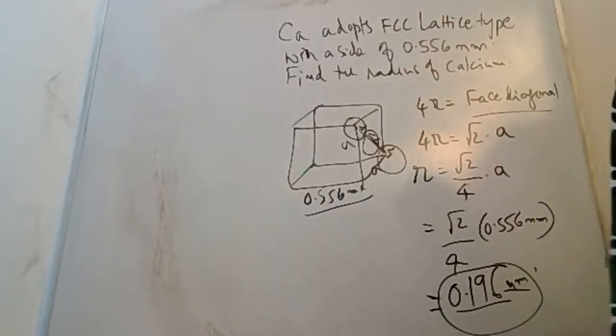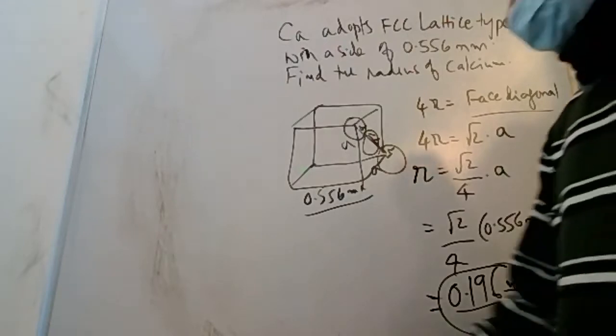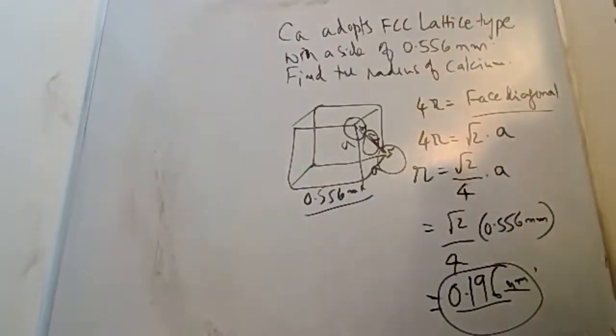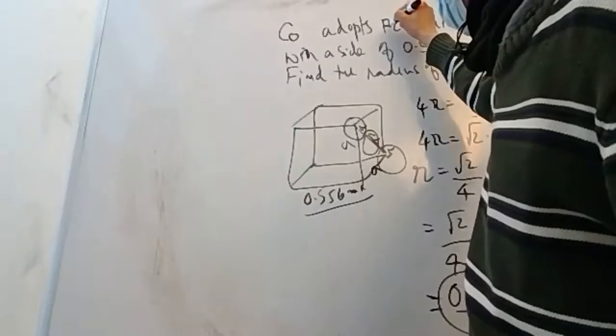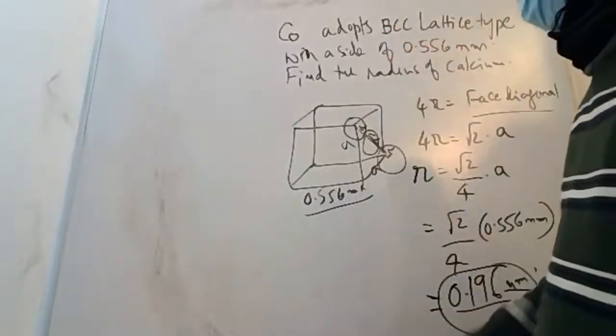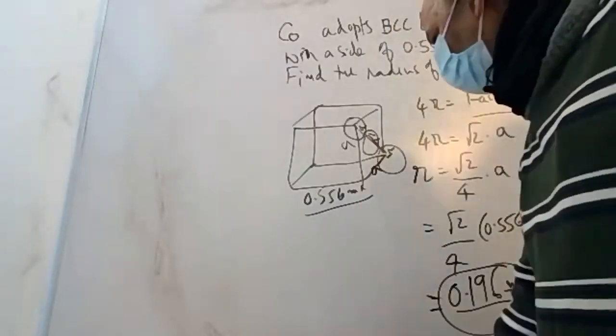Okay, what happens if I change the metal from calcium to cobalt, and it adopts a BCC lattice with a side of 0.556 nanometers. Find the radius of cobalt.